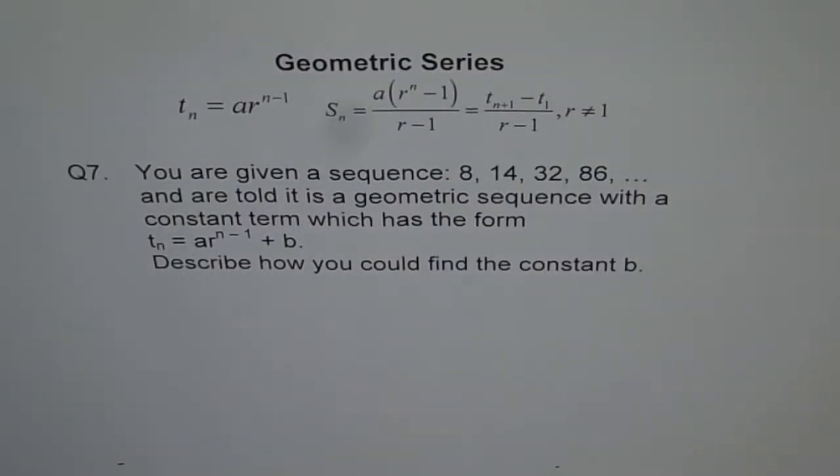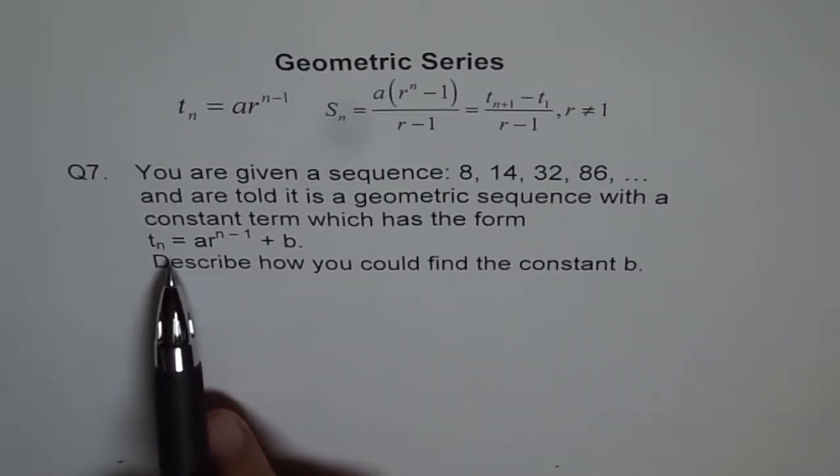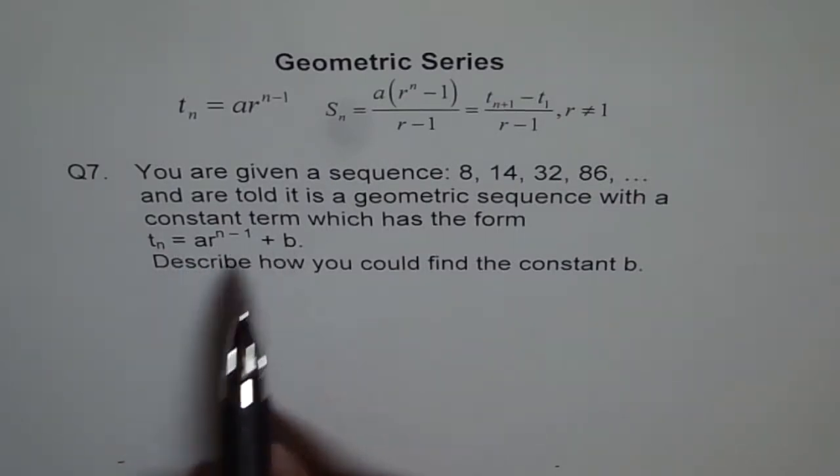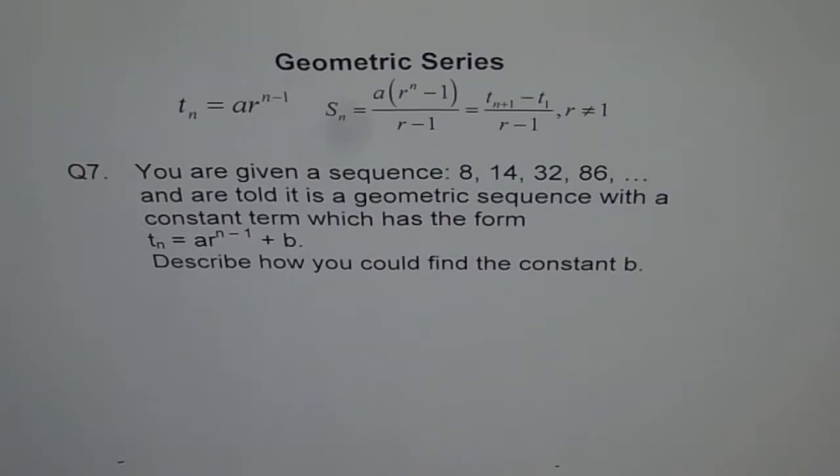Here is a very interesting problem. Question 7. You are given a sequence 8, 14, 32, 86 and so on, and are told it is a geometric sequence with a constant term which has the form Tn equals a r to the power of n minus 1 plus b. Describe how you could find the constant b.